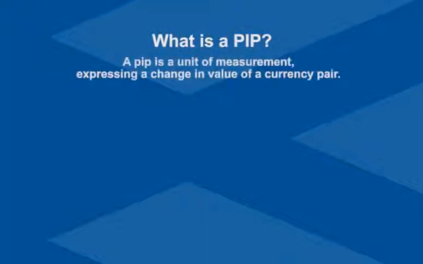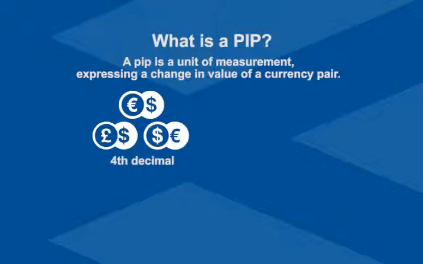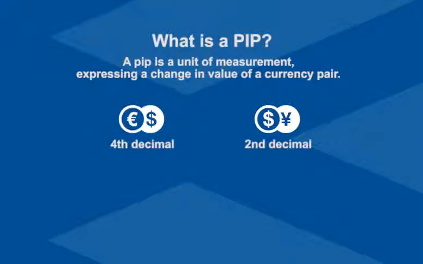Moving on to the next concept. What is a pip? A pip is a unit of measurement expressing a change in value of a currency pair. It is usually the fourth decimal place for most currency pairs and the second decimal place for the Japanese yen currency pair. For example, the Euro USD pair is quoted at 1.34520, and a few seconds later, the currency pair is quoted at 1.34530. This shows an increase of 1 pip. For the yen pair, a move from 103.00 to 103.10 would be an increase of 10 pips because we are looking at the second decimal place.